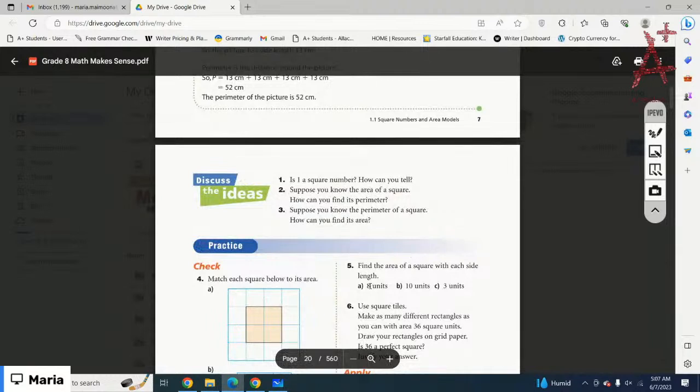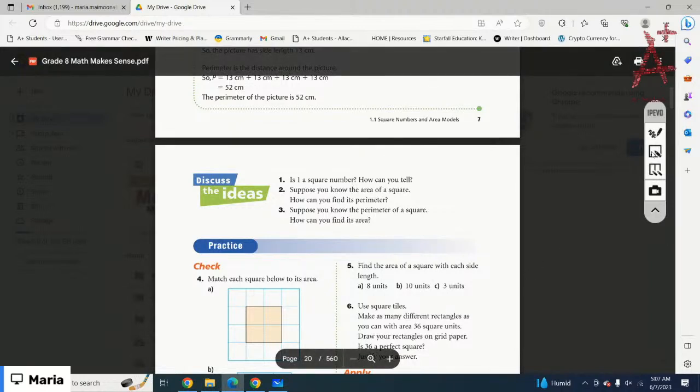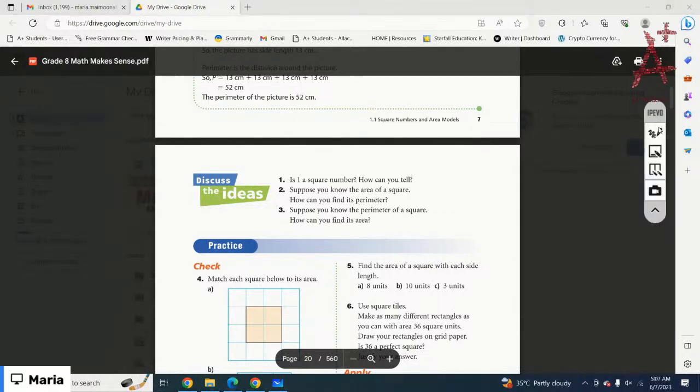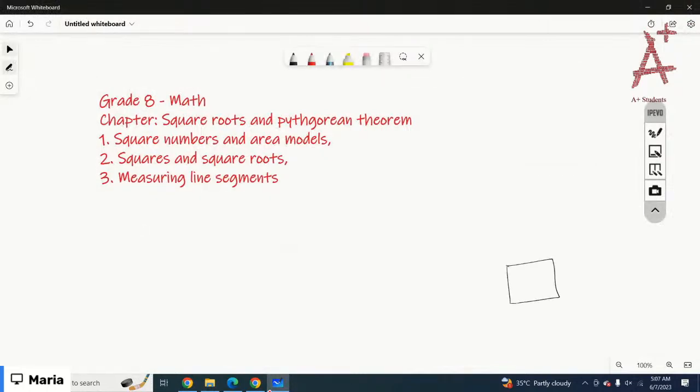Question number 5 is find the area of a square with each side length. You have to calculate the area of the square. You are given the side lengths. Got it? 8 units, 10 units, and 3 units. That means these are the squares with the side lengths. The first one is 8. You can see this one, you have a square that is 8 and that is 8. A square has all four sides equal in length. Whenever you are going to calculate the area of the square, you can do side times side. So it would be 8 times 8, and 8 times 8 is 64. So the area of the square is 64. Got it?